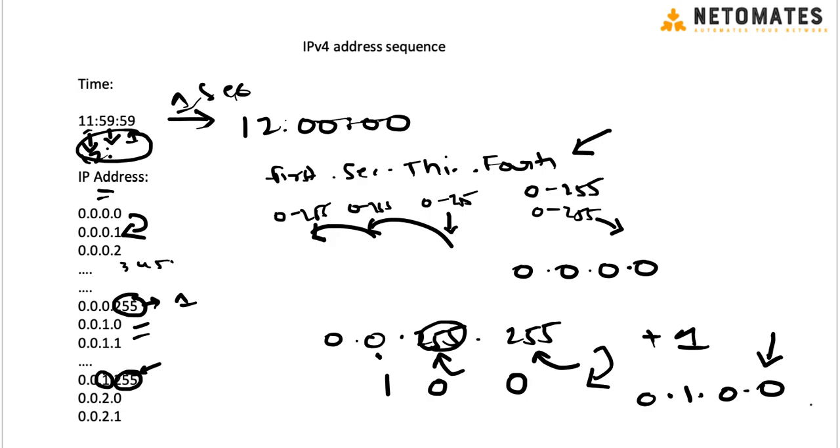Let's see what the next address after 0.1.0.0 is. So we should start adding from the right. The next address will be 0.1.0.1, because you need to fill from the right to left.